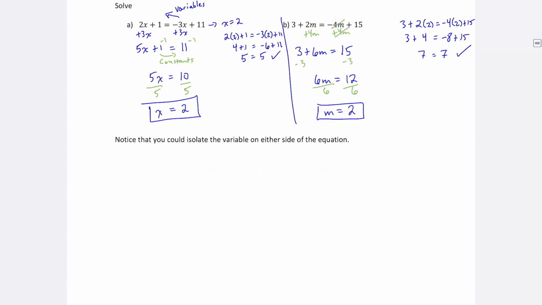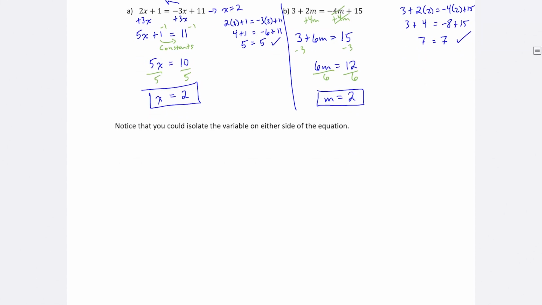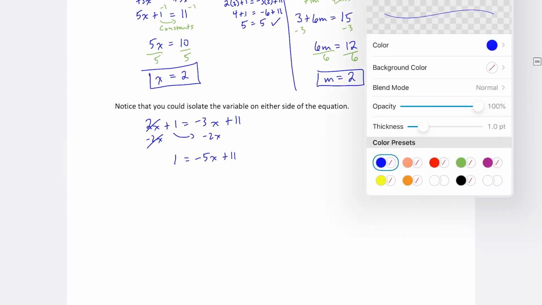Now notice that you could isolate the variable on either side of the equation. So let's take that first question there. 2x plus 1 equals negative 3x plus 11. So let's move our variables this way instead. So we're going to subtract 2x from both sides. So that gives us 2x minus 2x. Cross those out, and we're left with 1 on this side. And negative 3x minus 2x is negative 5x plus 11.